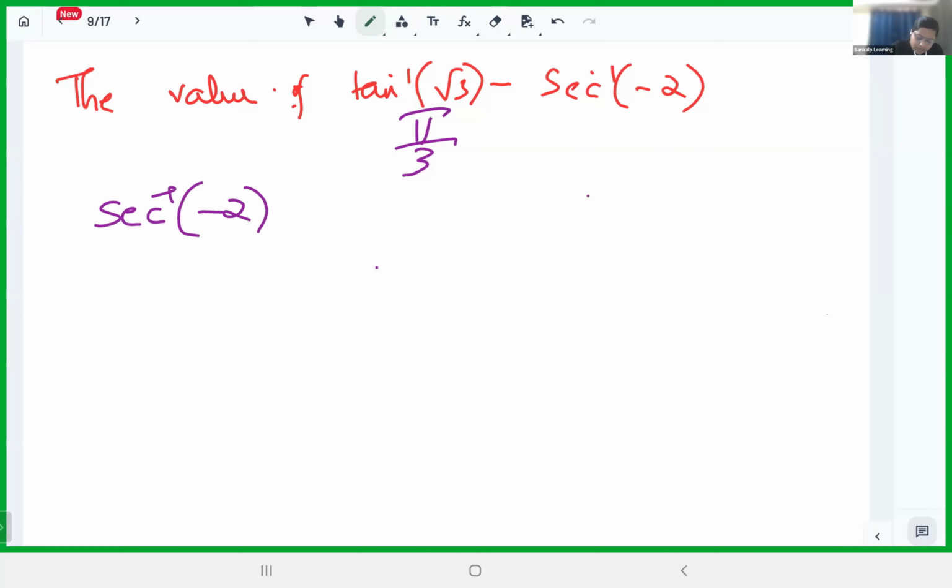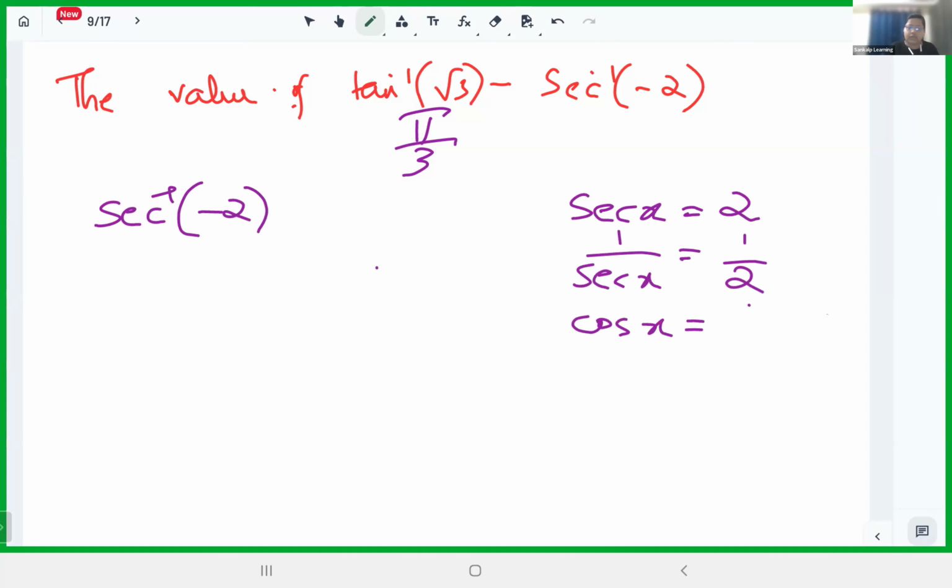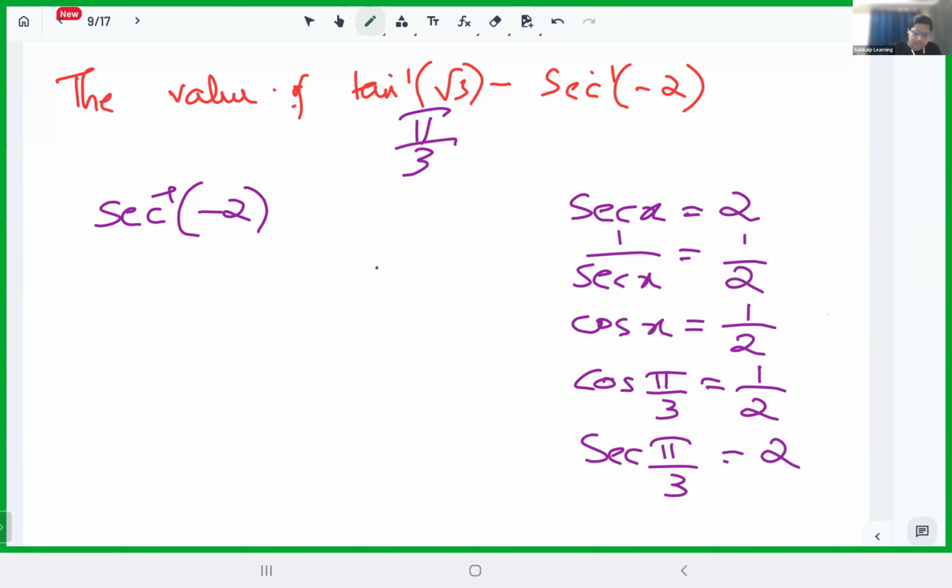So which value of sec will give you 2? You think about its reciprocal, that is 1 by sec x is equal to 1 by 2. 1 by sec x is nothing but cos x. Cos x is equal to 1 by 2. Which value of x will give you the value 1 by 2? That is cos pi by 3. Cos 60 is 1 by 2. Cos pi by 3 is 1 by 2, which means sec pi by 3 is 2. Sec pi by 3 is 2, isn't it?